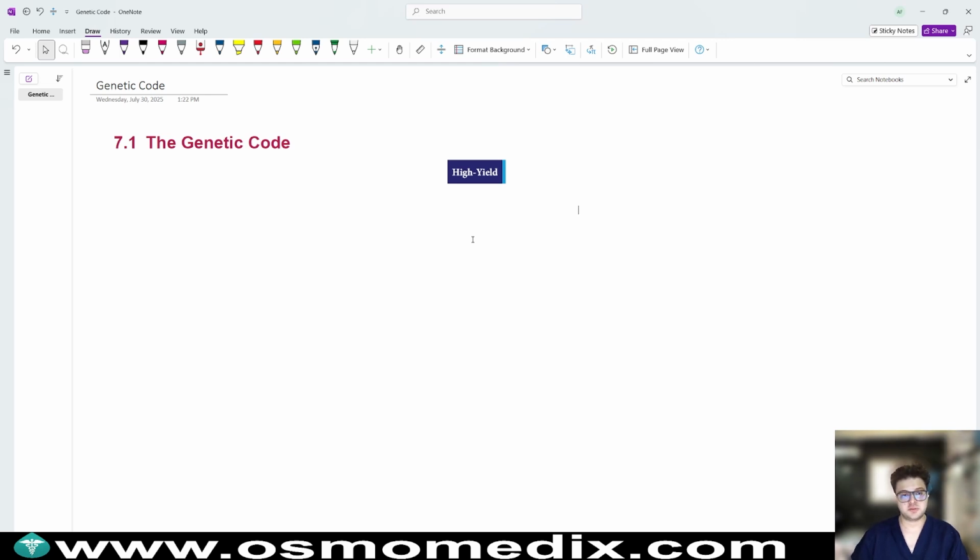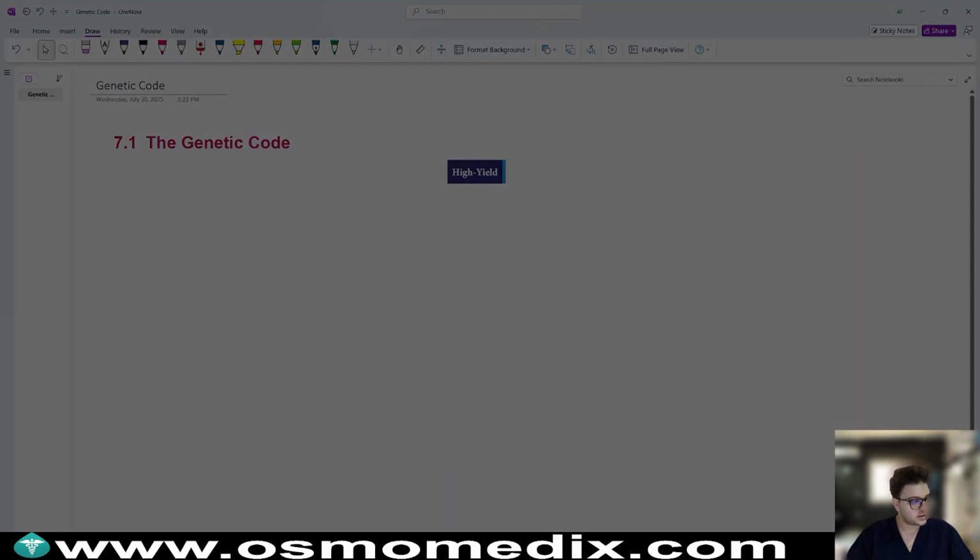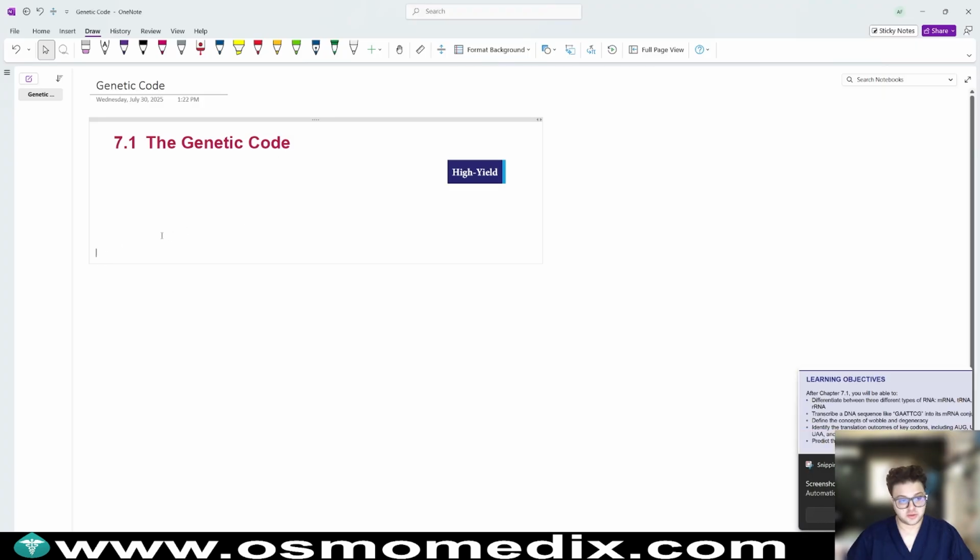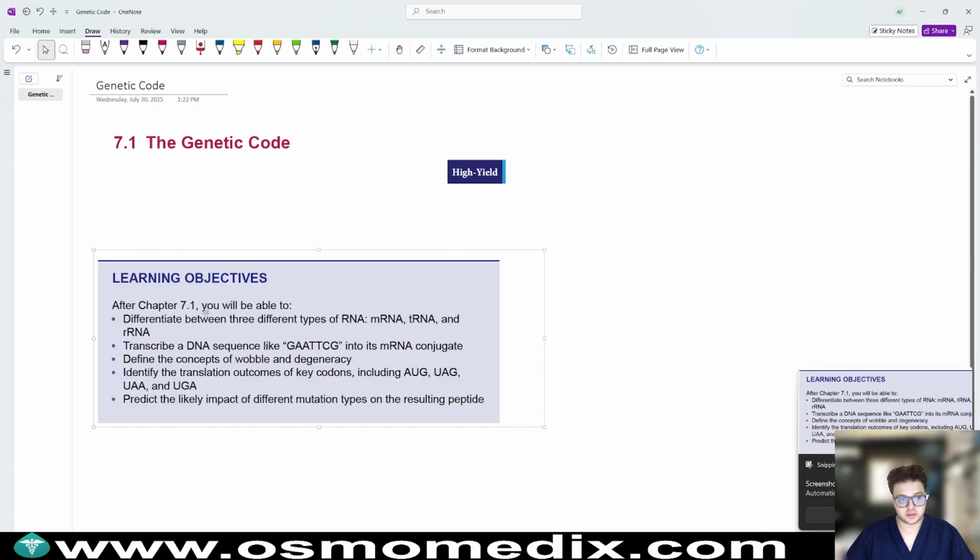Today we will speak about the genetic code, which is section 7.1 in our text, in Kaplan's text. So we have some learning objectives I want you to know. In these learning objectives we identify what we want to do in this lecture. So what are our learning objectives?